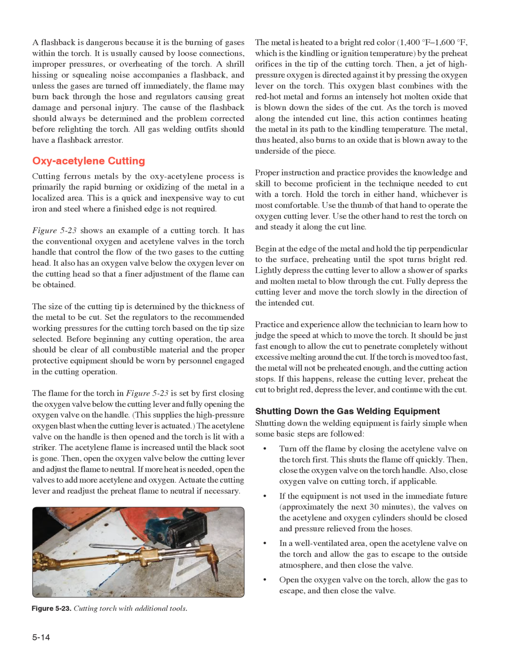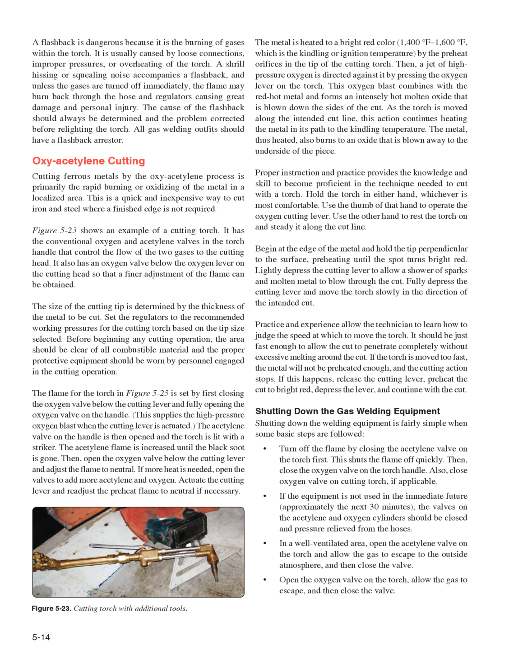Shutting down the gas welding equipment. Shutting down the welding equipment is fairly simple when some basic steps are followed. Turn off the flame by closing the acetylene valve on the torch first. This shuts the flame off quickly. Then, close the oxygen valve on the torch handle. Also, close the oxygen valve on the cutting torch, if applicable.